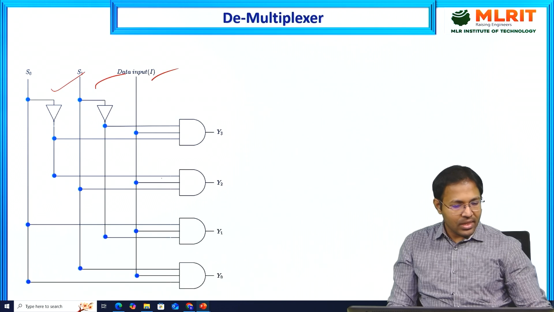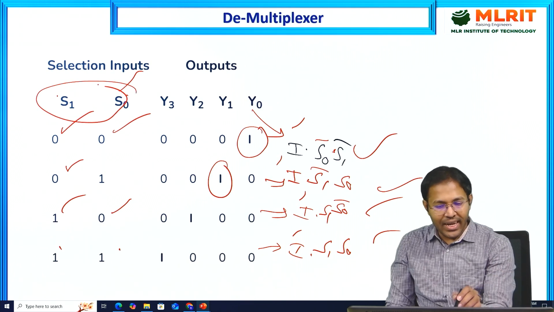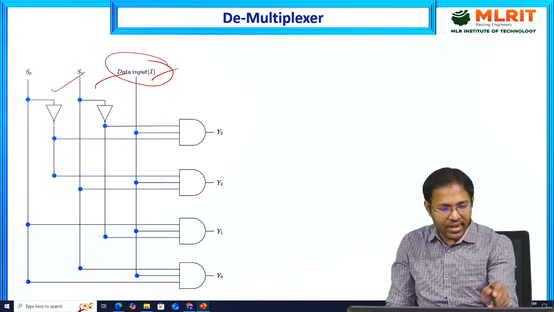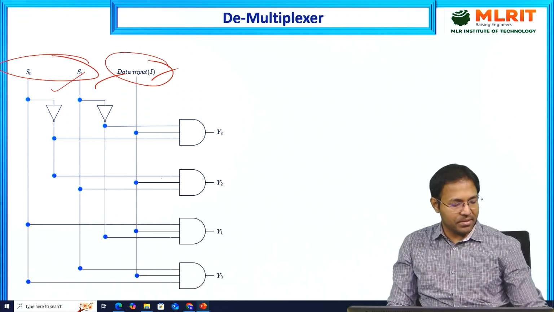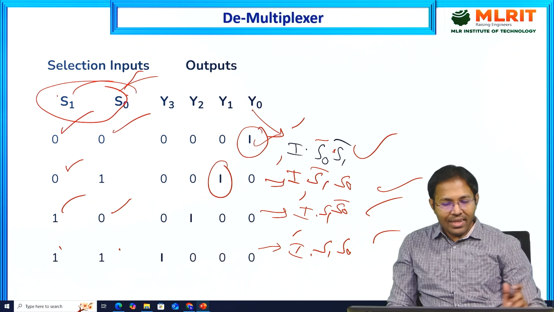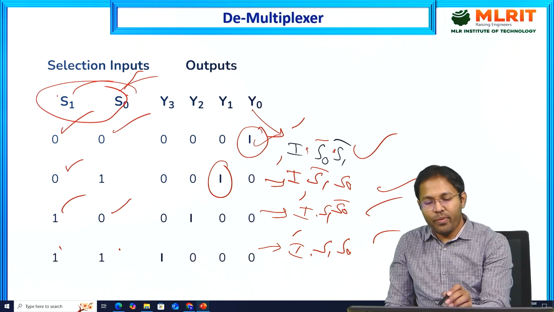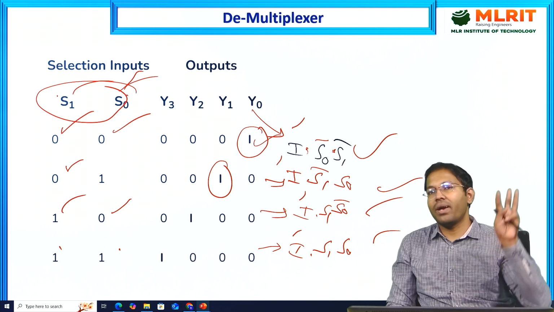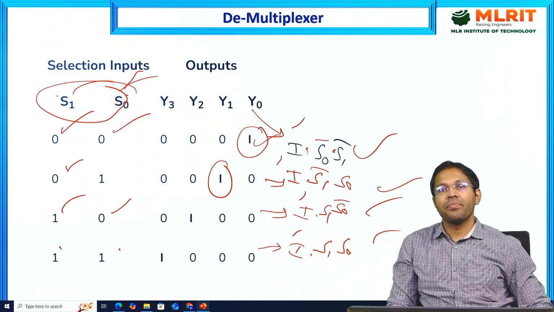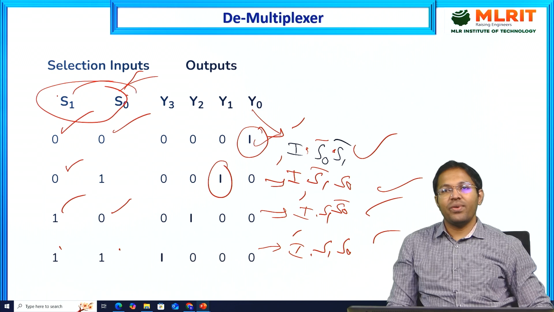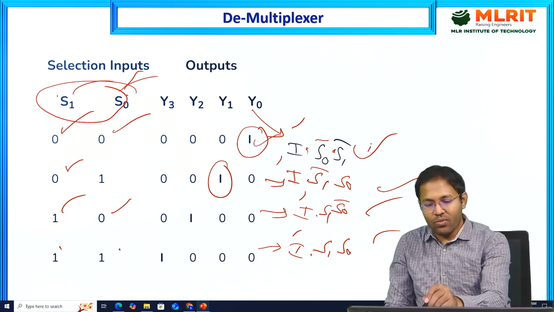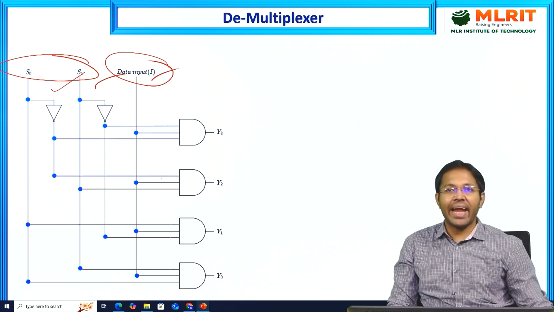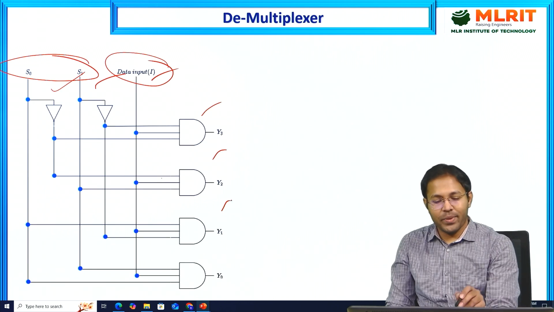And of course, the inputs will be in terms of I and in terms of the selection lines. Then to perform I into S0 bar into S1 bar, to multiply 3 Boolean variables, we need to use a 3 input AND gate. So total 1, 2, 3, 4 expressions, so 4 3-input AND gates.